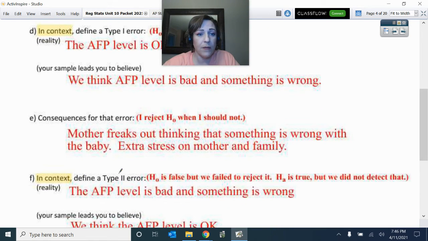So what could happen? Well, the mother gets very stressed, is freaking out, thinking that something is wrong with the baby, extra stress on the mother and the family. Typically what they'll do at that time is then go run another test. Okay, and this is true. There is actually, the way that the calibration is set on the tests, a higher level of false positives, such as this, than the other type of error. So let's take a look at that.